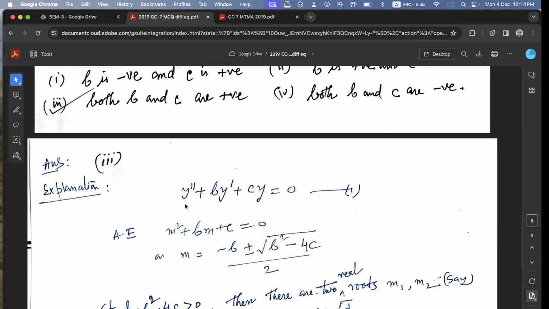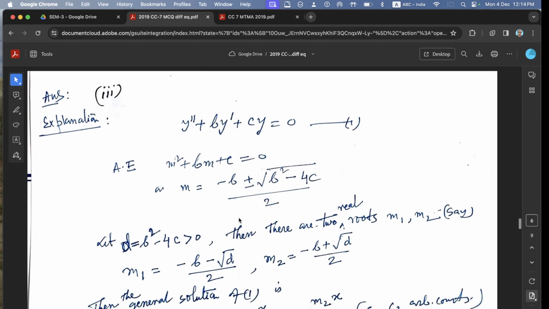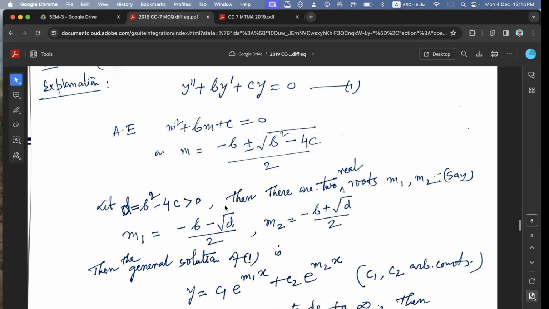Here the given differential equation is y double dash plus b y dash plus c y equal to 0, and the trial solution y equal to e to the power mx. So the auxiliary equation is m square plus bm plus c equal to 0. So obviously, by Sridharacharya's formula, m equals minus b plus or minus root over b square minus 4c, divided by 2.